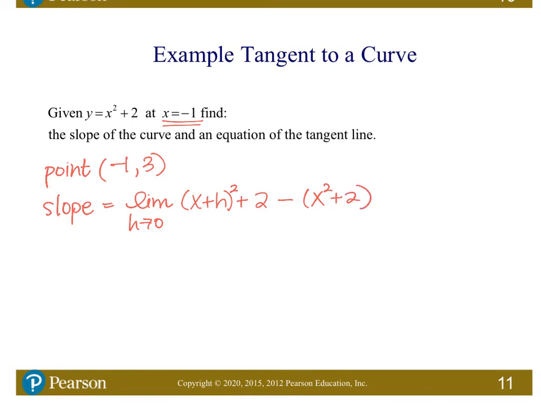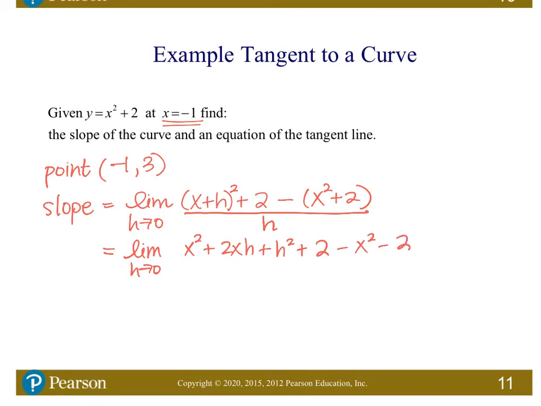So this is the function, the second y value minus the first y value, all over h. And as long as we're doing the algebra, we're keeping our limit notation proper. So we'll have x squared plus 2xh plus h squared plus 2, so I've just expanded the FOIL, minus x squared minus 2, the whole thing over h. And so I want to simplify that.